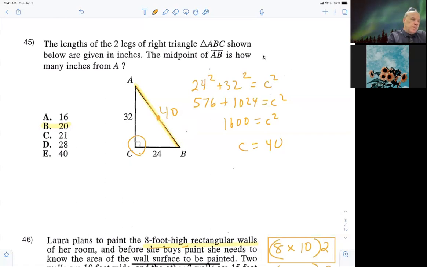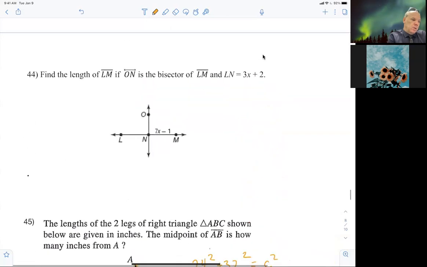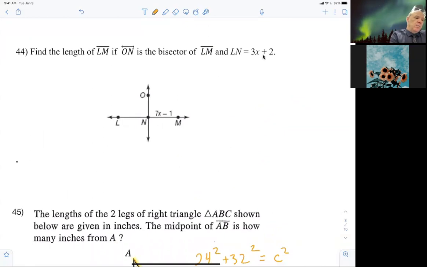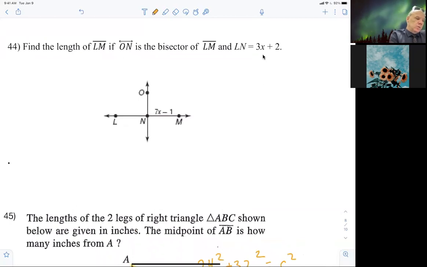All right. Here we go. Find the length of LM if ON bisects LM. So if ON bisects LM, what's true? Yeah, the two are equal, correct? So now this is just 3x plus 2 equals 7x minus 1. Everybody good with that? Yeah. And so if we do the mental math on that, what do we get? X equals, I think, 3/4, right?